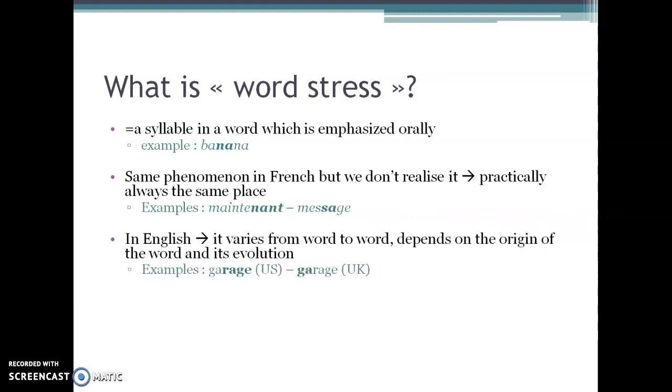So in English, this stressed syllable is not set at the same place all the time. It varies from word to word, number one. And number two, it depends on the origin of the word and its evolution.